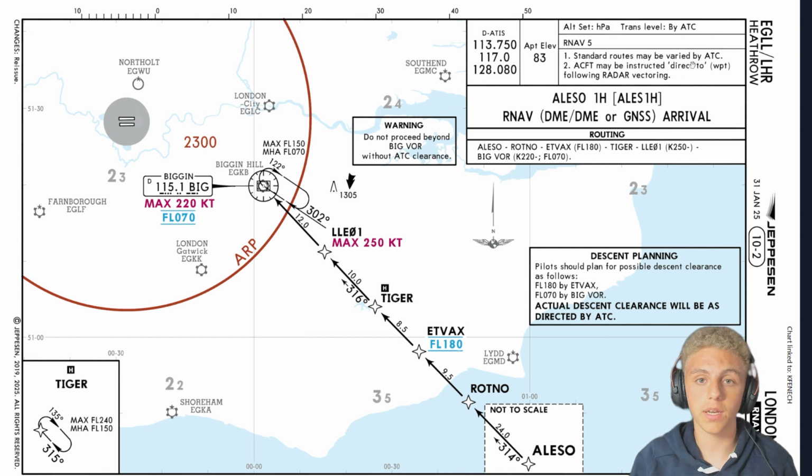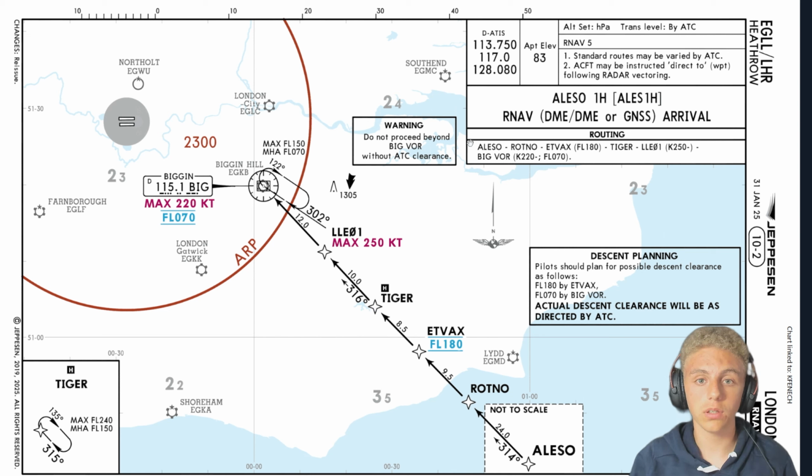Standard routes may be varied by ATC, so your route. So you may not get the LSO 1H arrival, and aircraft may be instructed direct to a waypoint following radar vectoring. So if ATC tells you, your call sign, direct to Biggin or direct to Tiger, you have to go direct to Tiger.